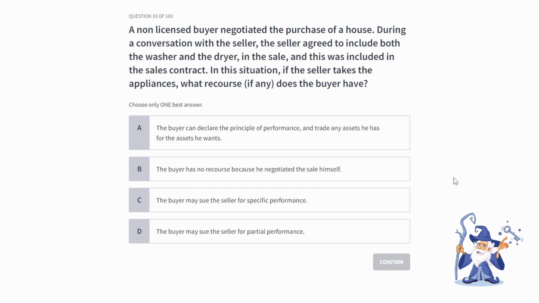Okay, question 33. A non-licensed buyer negotiated the purchase of a house. During a conversation, the seller agreed to include both the washer and the dryer in the sale, and this was included in the sales contract. In this situation, if the seller takes the appliances, what recourse, if any, does the buyer have? And it gives us 4 options. A, the buyer can declare the principle of performance and trade any assets he has for the assets he wants. B, the buyer has no recourse because he negotiated the sale himself. C, the buyer may sue the seller for specific performance. Or D, the buyer may sue the seller for partial performance. So go ahead and reread that and come up with an answer.